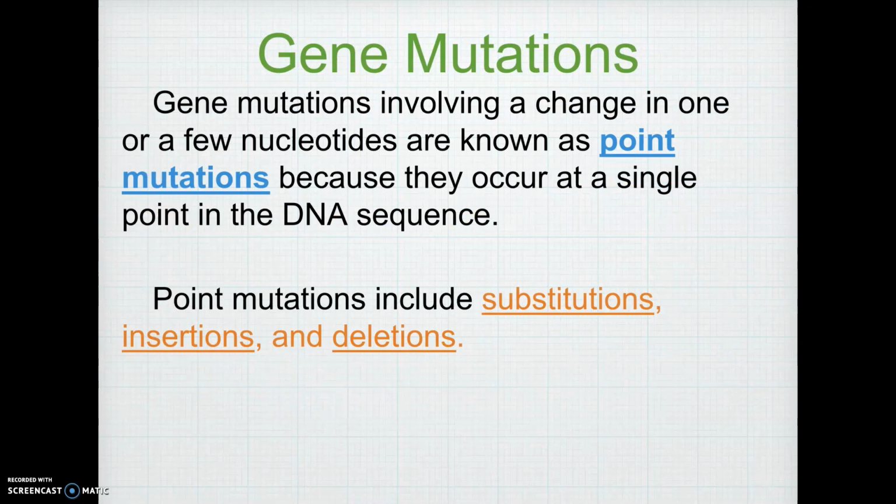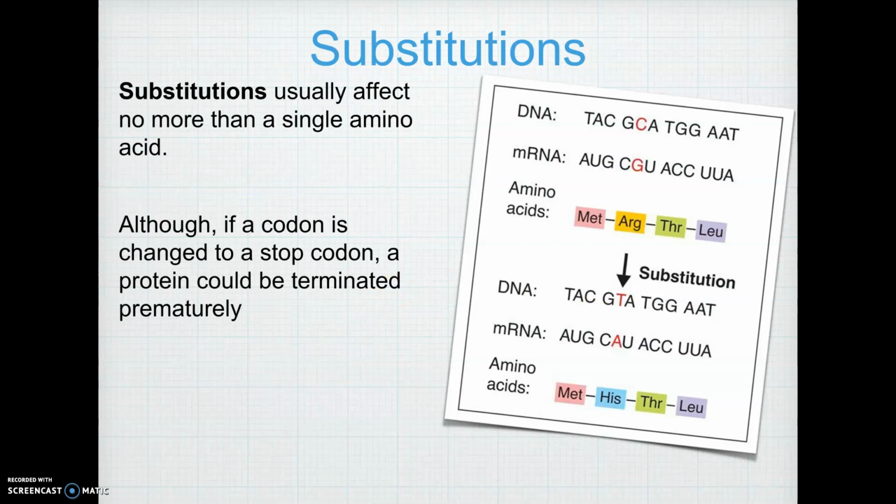Anytime a mutation just involves one or two, just a couple of letters of DNA, oftentimes just one letter, it's called a point mutation. And the three we're going to talk about are substitutions, insertions, and deletions. A substitution is where a single letter is changed in the code and the wrong letter is in that spot. So it's substituted, right?